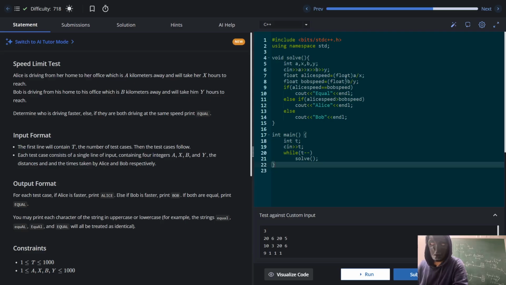Basically the catch here was that you need to typecast the integers to float, so that the point value is not missed. If point values are missed, we may get different answers.